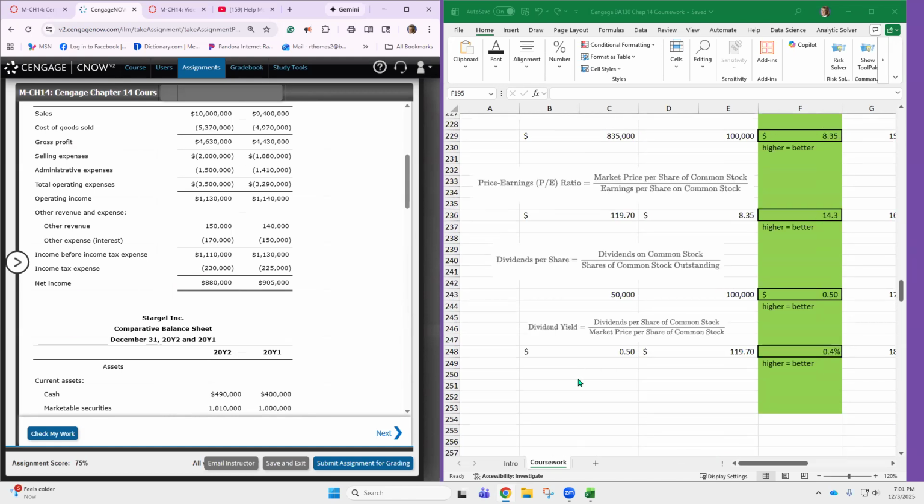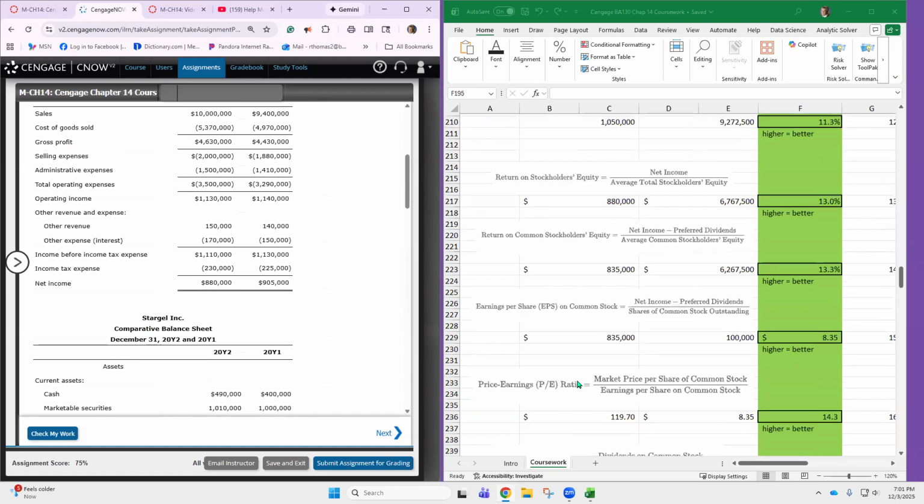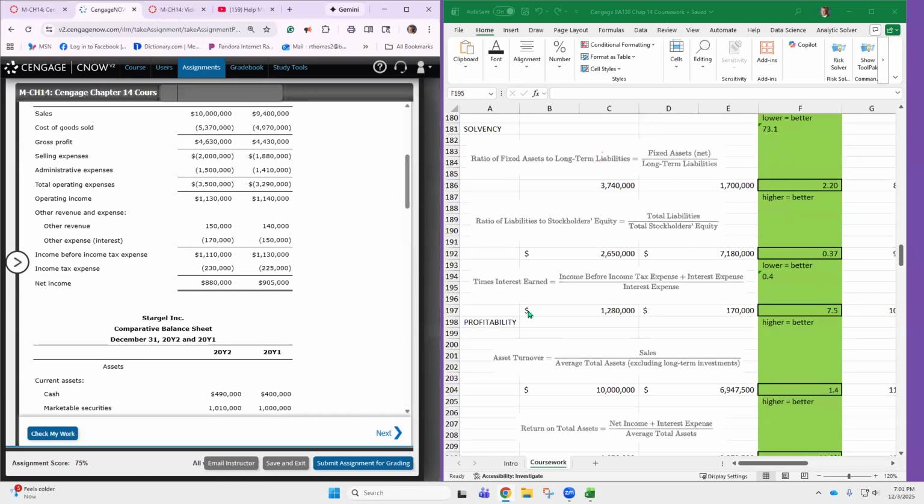Okay, so I'm down here. No, not profitability yet. I'm up here in solvency. Here's where I'm at. My income before income tax expense is 1,280,000. My interest, and that includes my interest too. So you've got to add two things to get your numerator here. And then you're going to divide by that same number that you added to the top.